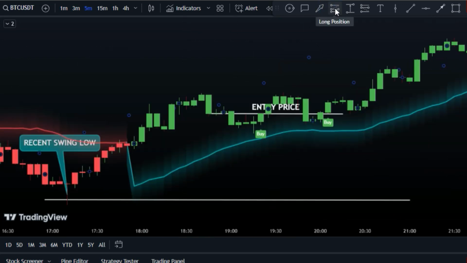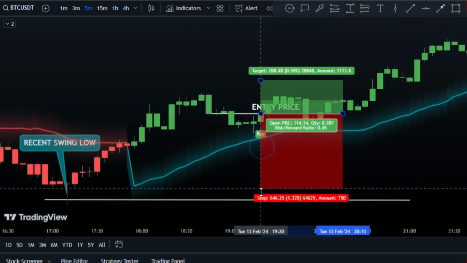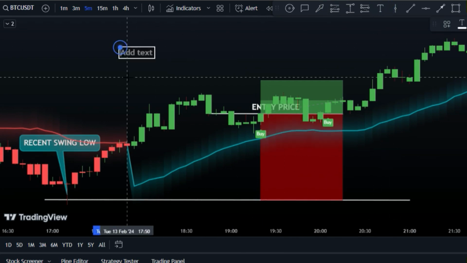Finally, we'll determine a target price for closing the trade and taking profits. Aim for a risk-reward ratio of 1 to 1.5.